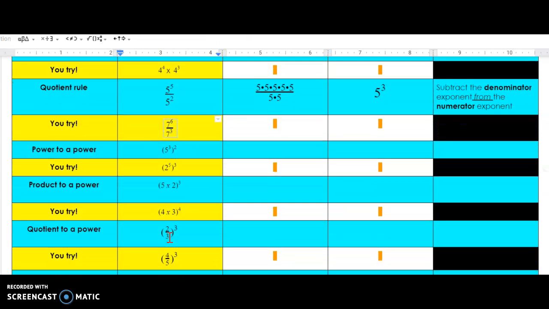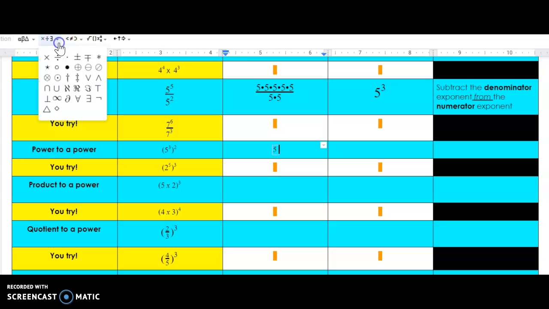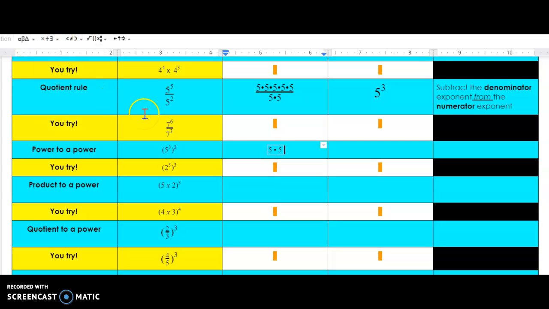Alright, moving right on. So power to a power. So 5 to the third, that whole quantity squared. So I'm going to do a new equation. 5 times 5, and I'm going to start copy and pasting.